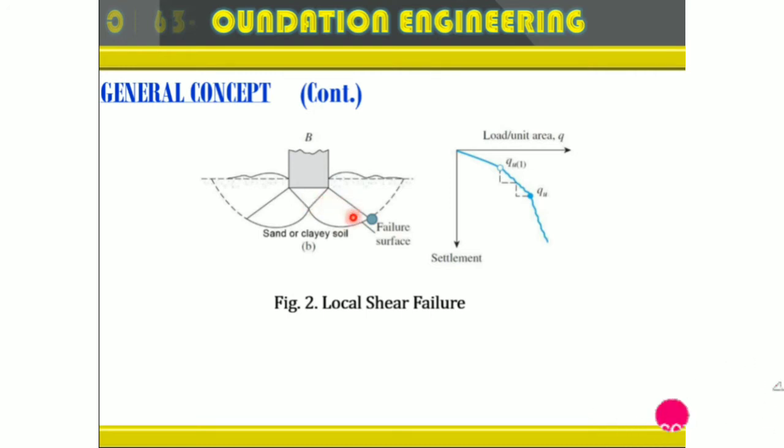for the failure surface in the soil here to extend to the ground surface as it is represented by this dashed line. Okay, so the load per unit area at which this happens is the ultimate bearing capacity. Okay, and we denote this one as this Q sub U.